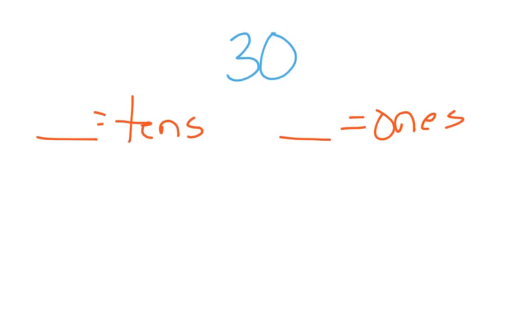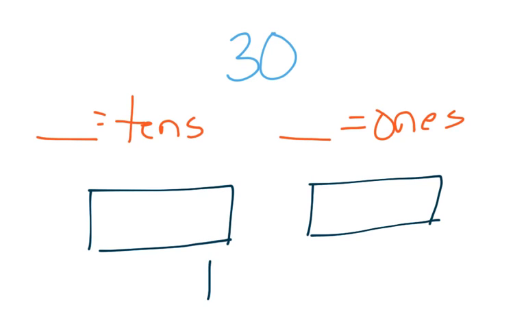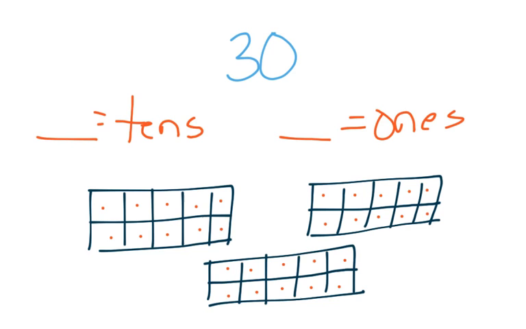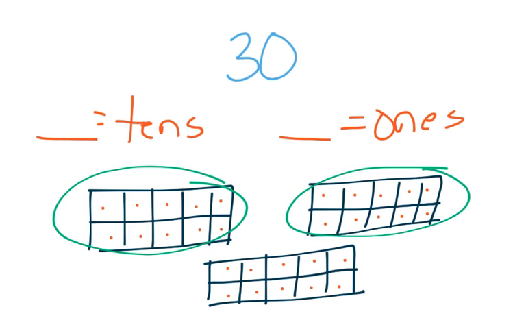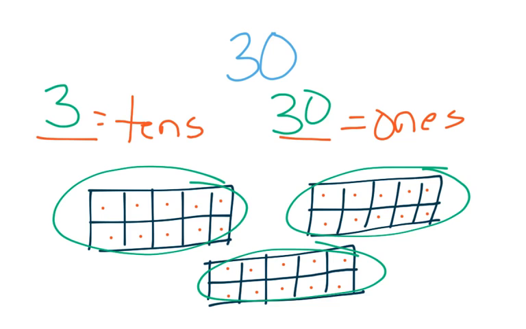Now, I could draw my tens frames, and if I did that, I would have to have 3 full tens frames in order to equal 30. So if I drew a picture, I could really see, okay, well, I have how many tens? I have 1 ten, 2 tens, 3 tens. And if I were to count up all of those ones, all of those little red dots, I would see I have 30 ones.